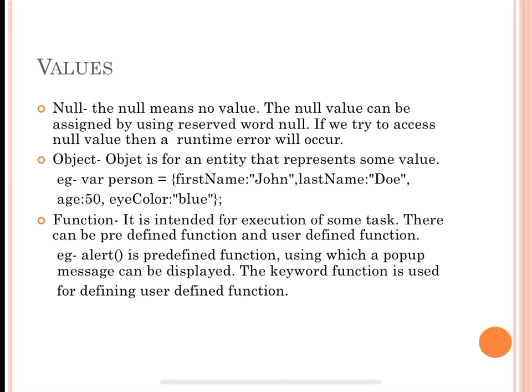So let's see the first one. Example: var, the variable name is person. Person is the object over here and it has values. So first name is an attribute and its value is John. Next is the last name, its value is Doe. Then age, its value is 50. Eye color value is blue. Okay, so here person is the object.